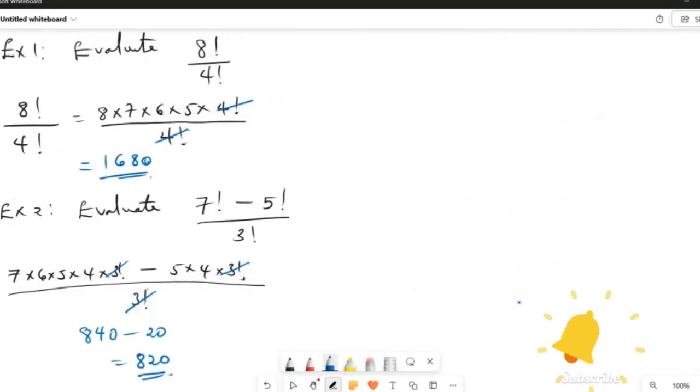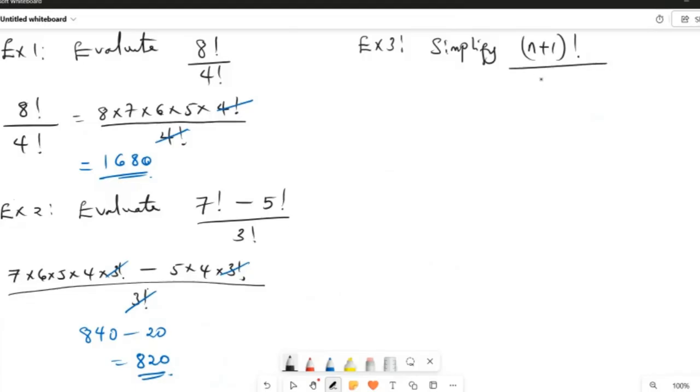And it can be a bit tricky as, let's say, example 3. Let's say you are asked to simplify. Let's say we're asked to simplify n plus 1 factorial divided by n minus 1 factorial. Yeah. So this is it.